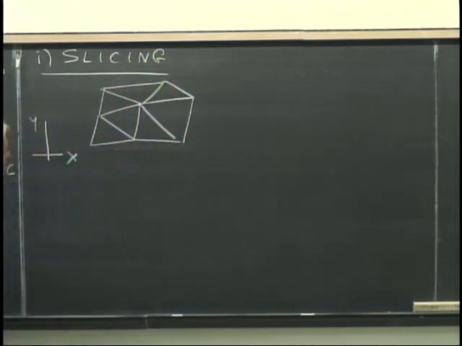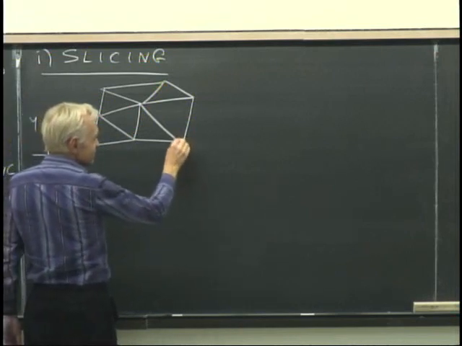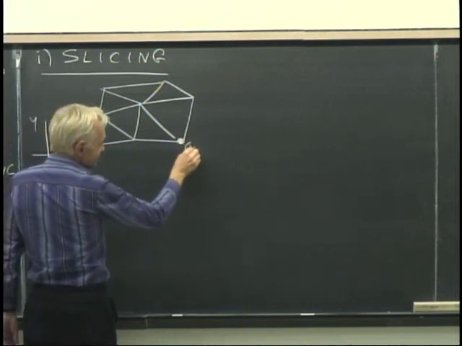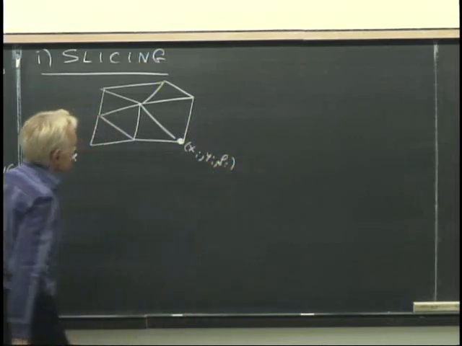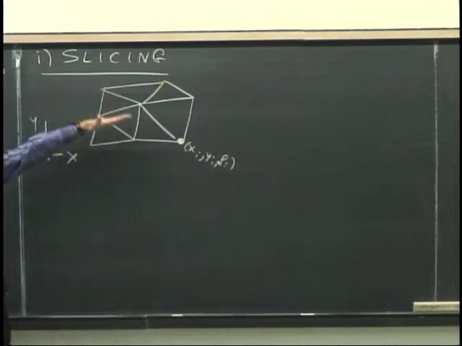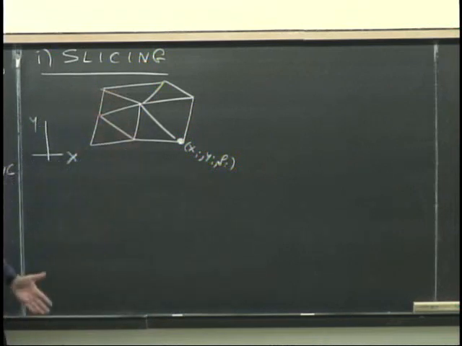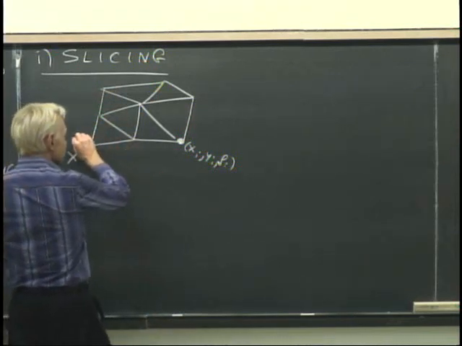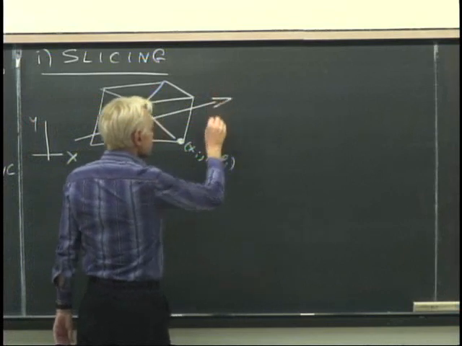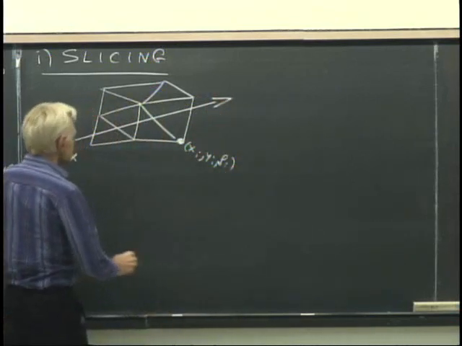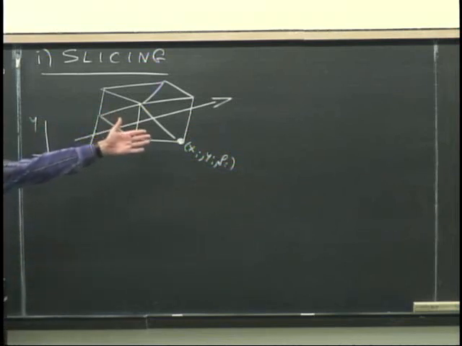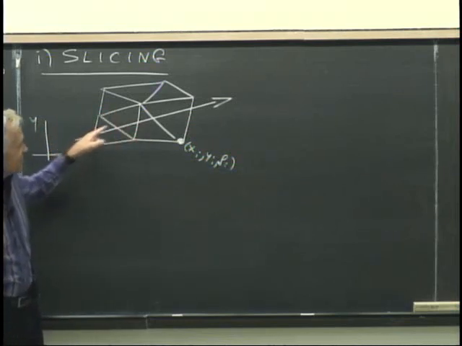Okay, what else do I have? Well, I have the connectivity and then I have the individual data. And the data in 2D would be, of course, points and function values. And then if I have a cut line, a slicing line, I want to understand what this function is when I cut this triangular mesh with a line, and I can then visualize the function restricted to this segment from there to there.